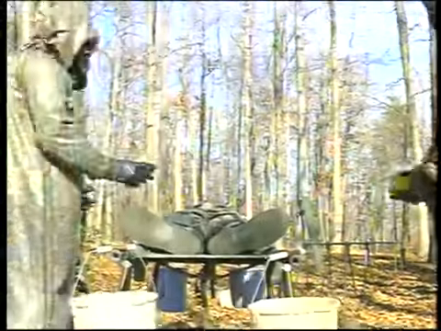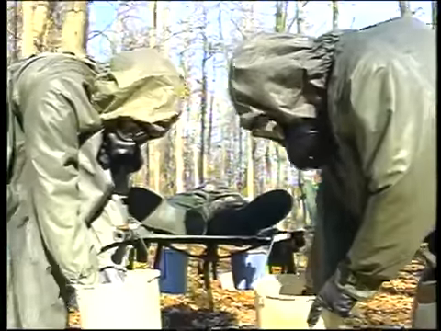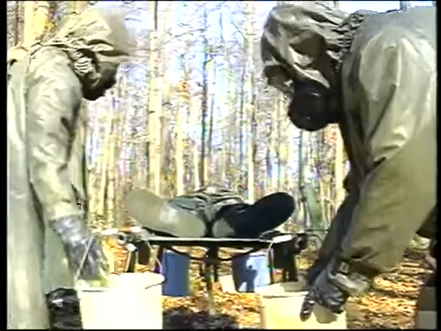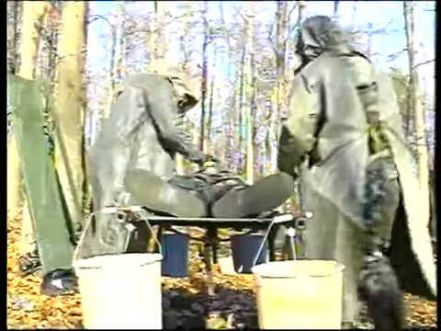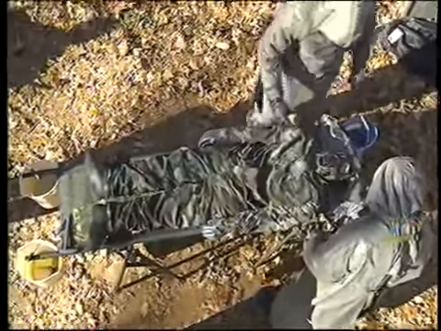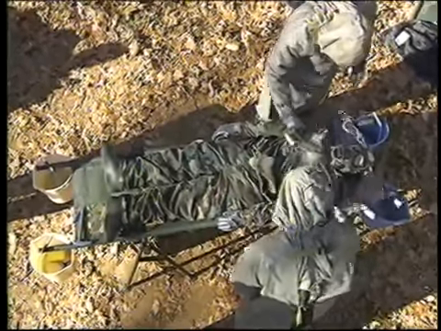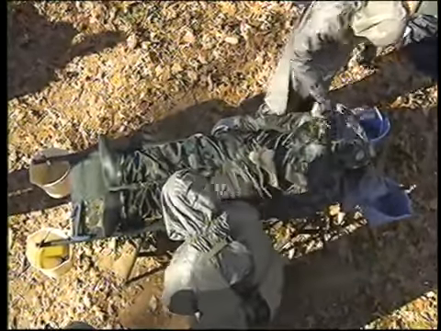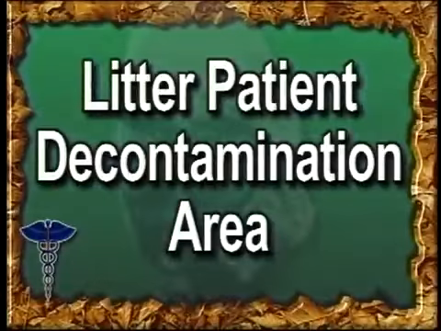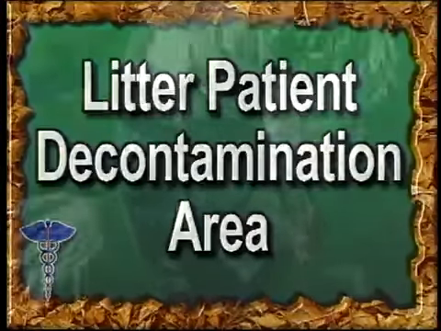The buckets should be distinctly marked because it's very difficult to tell the difference between the 5% chlorine solution and the 0.5% solution. At the decontamination stations, two people typically work together, one on each side of the litter, to prepare the casualty for treatment on the clean side of the hotline. The following step-by-step procedures are used in litter patient decontamination. First, decontaminate the mask and hood.